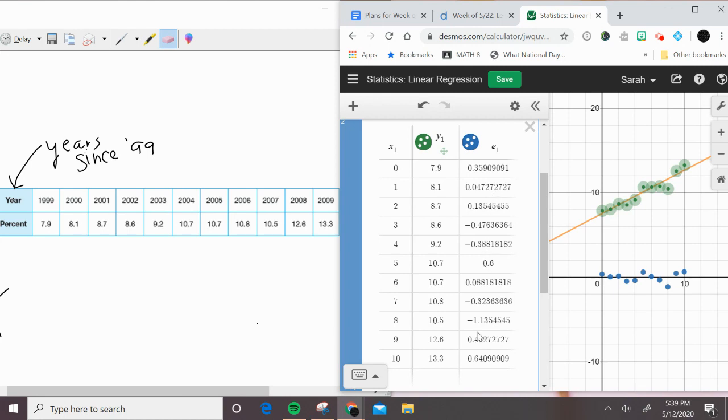The one that stands out the most, we kind of saw as we were putting our data in, was in 2007 rather. 10.5, that was a bit of a dip. That was a bit below average, and we see that by the residual negative 1.13. And so we can see our residual plot down here. Since it's random, some above the x-axis, some below, that tells us that a line was a good thing. So our residual plot kind of confirms that r squared was so close to 1. So this is a really helpful tool to get all the information that we need from a linear regression.